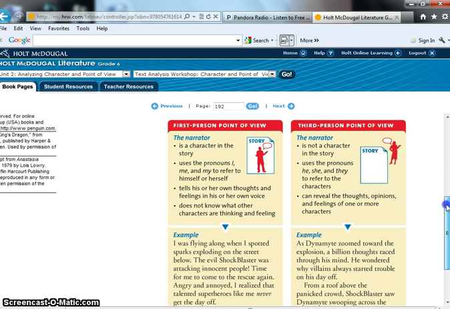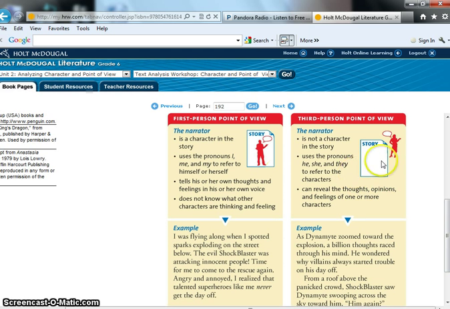Let's go up just a bit and we'll look at third person point of view. In third person point of view, the narrator is not a character in the story. So you can see with this graphic right here, the narrator is outside of the story and just looking in, telling us what's happening. The narrator uses the pronouns he, she, and they to refer to the characters. The narrator also uses the character's actual name.